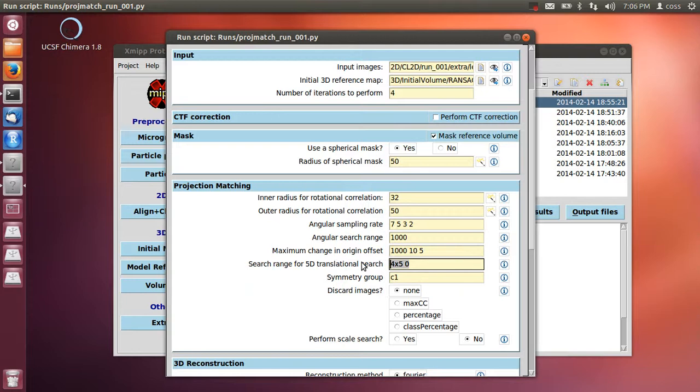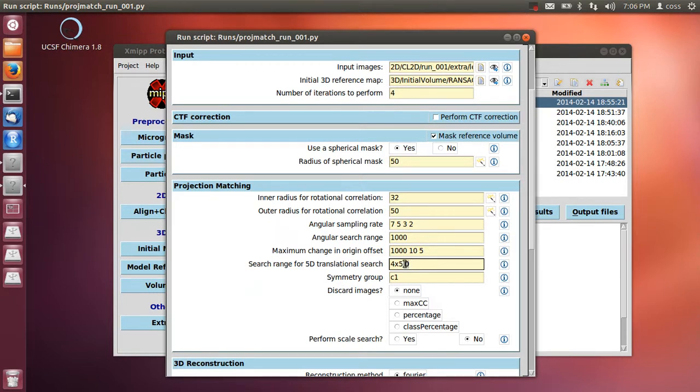So how to say that? Okay, so let's say that for the first 4 iterations, we want to do a 5D search by moving plus minus 5 pixels. Then from the 5th iteration, which we are not doing, in this example we are just doing 4 iterations, we don't want to do any 5D search, so you keep it to 0.